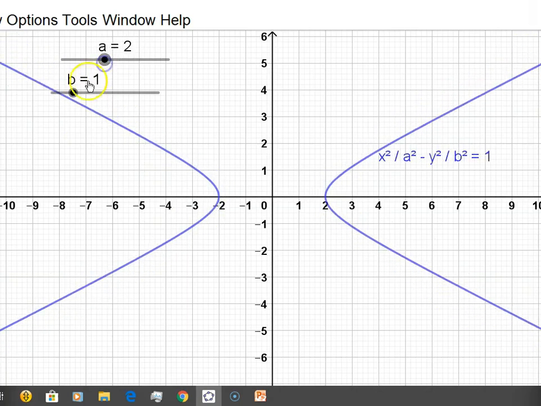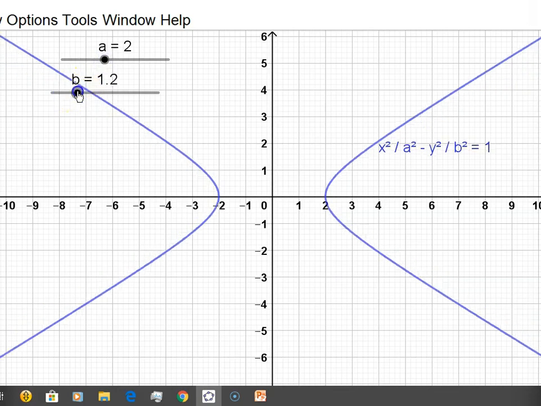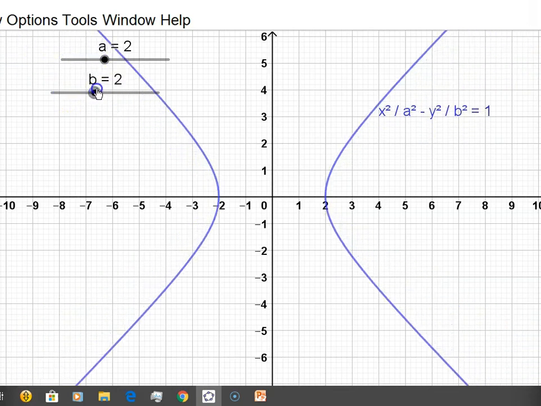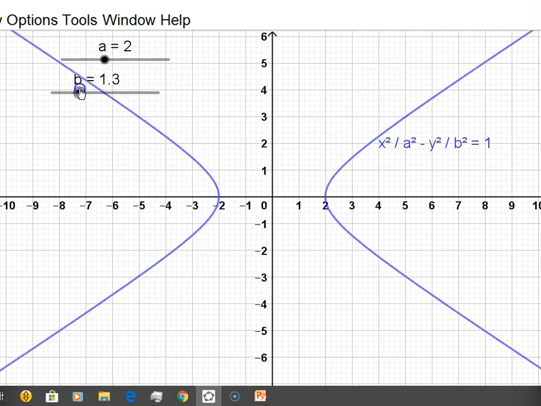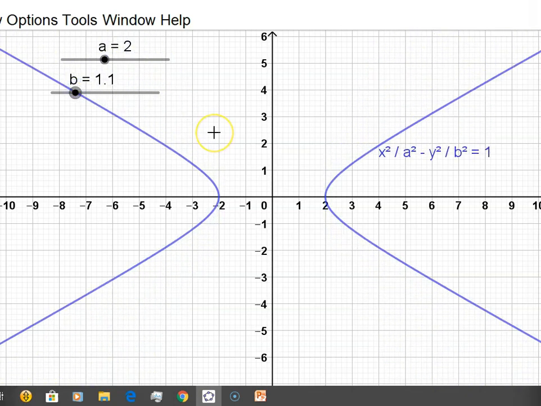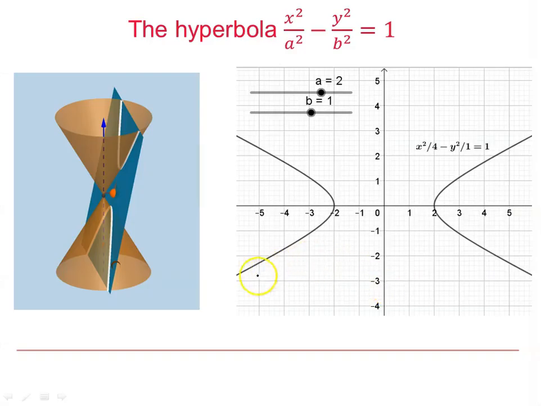Similarly, if I change b, that will stretch the hyperbola in the direction of the y-axis. So a and b change the shape of the hyperbola. You'll notice that as the branches get further and further away from the origin, they're approaching straight lines. So those straight lines are going to give us what are called the asymptotes.